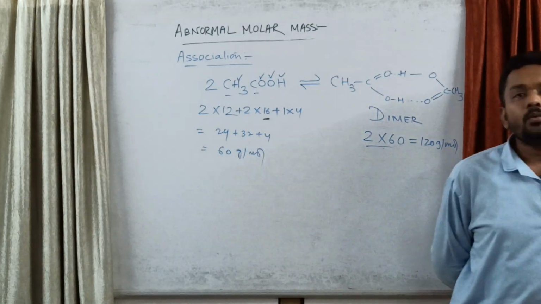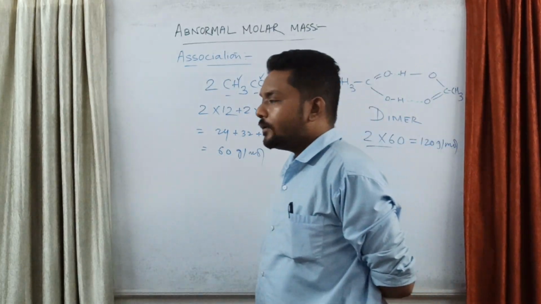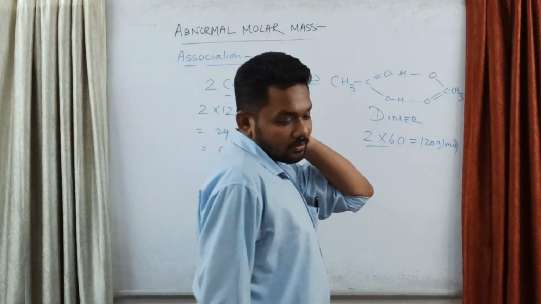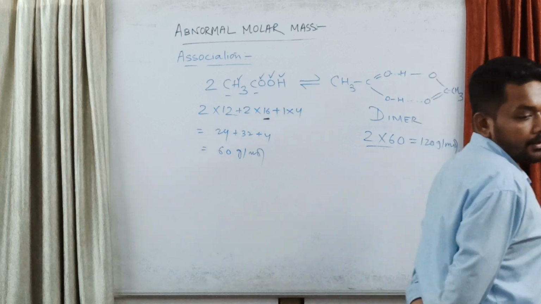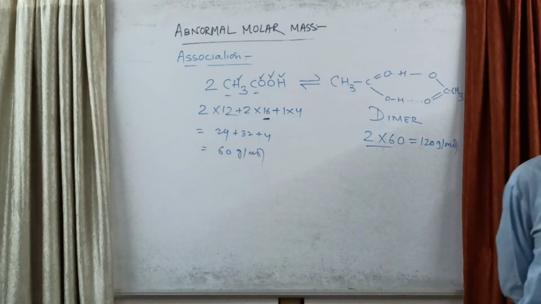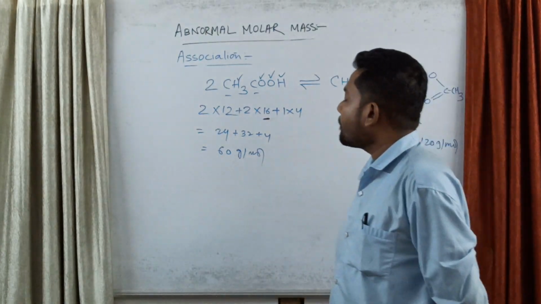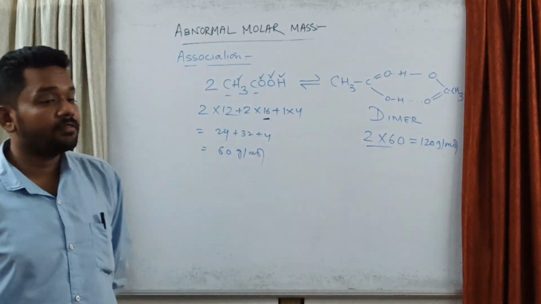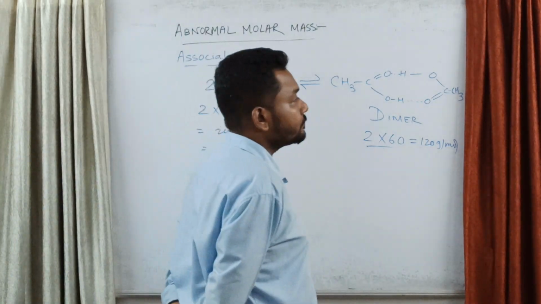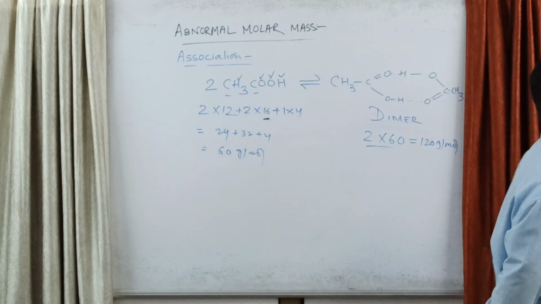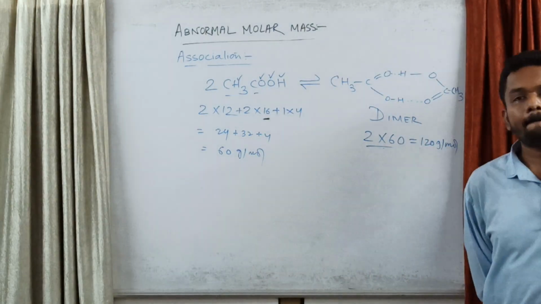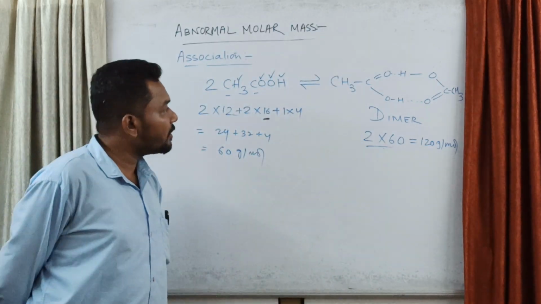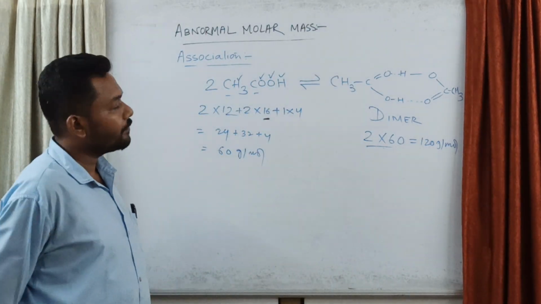Next, with the increase of the colligative property, molar mass of solute decreases. Molar mass of solute here decreases. So in association the molar mass increases, in dissociation the molar mass decreases.